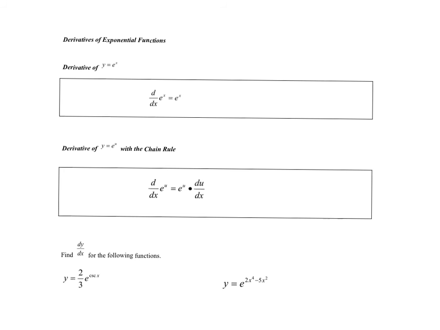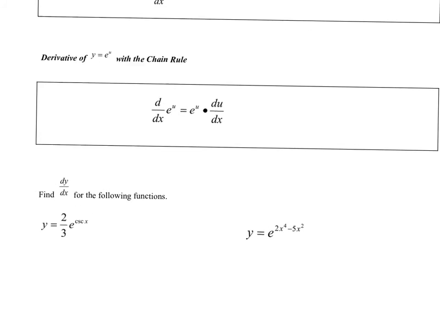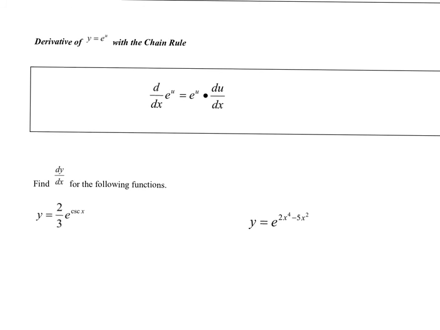Okay, our last function we want to look at is when we have an exponential with the chain rule. If you remember, the derivative of the exponential function e to the x is still e to the x, which makes it really nice. So if we want to use it with the chain rule, the derivative of e to any power is e to that same power, because the inside doesn't change, times the derivative of that inside. So same kind of thing we've been doing, it's just using the exponential.